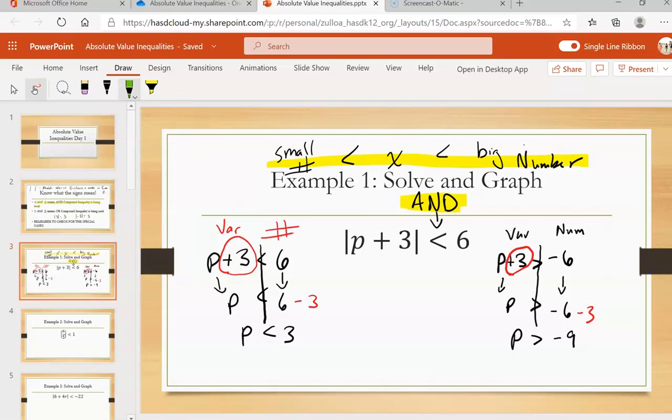You take the smaller number, and you put it on the left. So the smaller number here is -9. Your x goes in the middle, and your bigger number goes to the right. Okay? You are always keeping your inequalities pointing to the left.